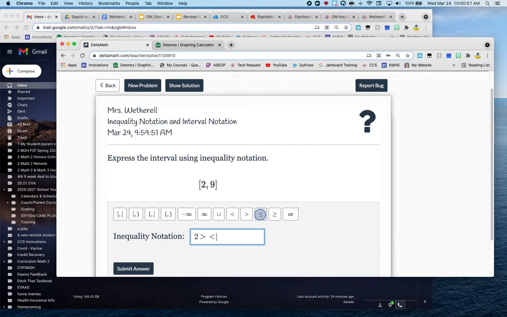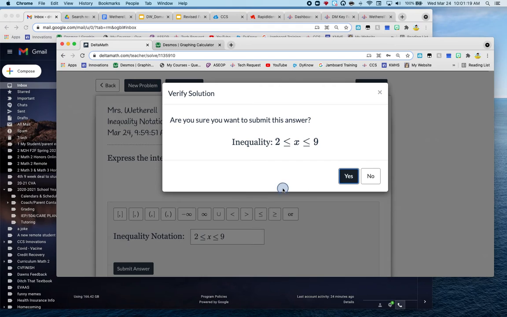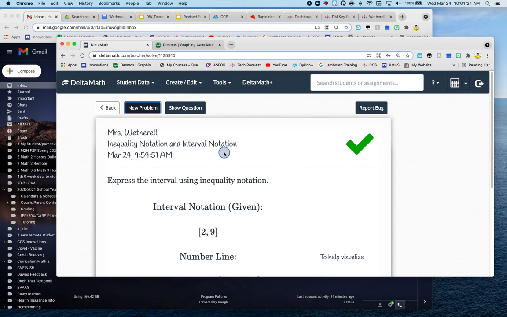And then what goes in between is going to be your x because we're talking about your domain. So x, and then I have a 9, but in between the x and the 9, I'm also going to need a less than or equal to 9. So the equal to is a brace. If these were parentheses, I would just use the less than symbol. So that's all you're doing there. Let me see if I can give you another example.